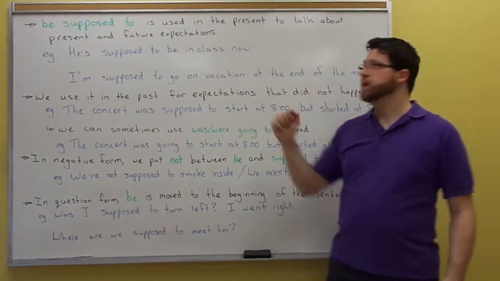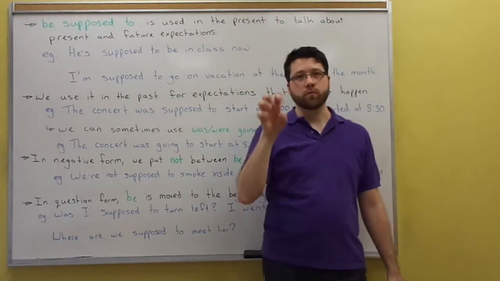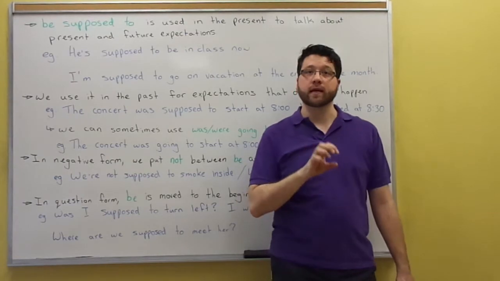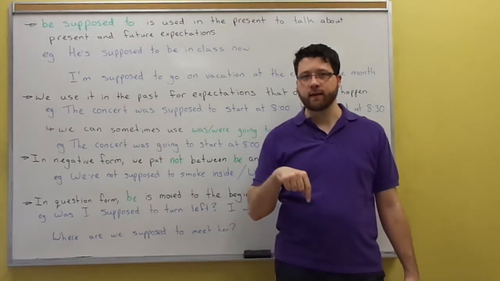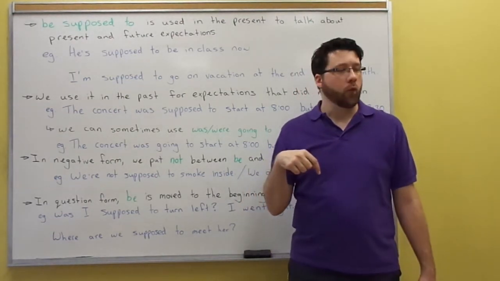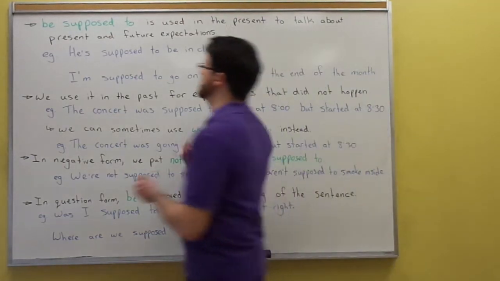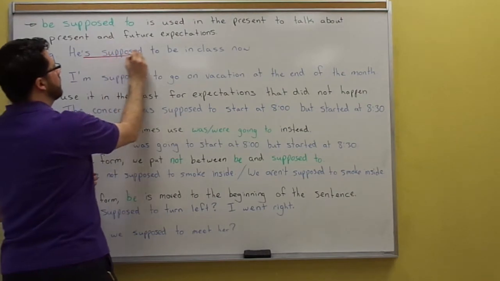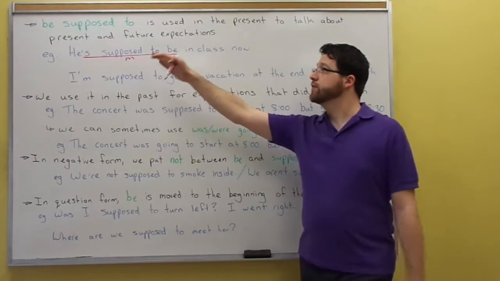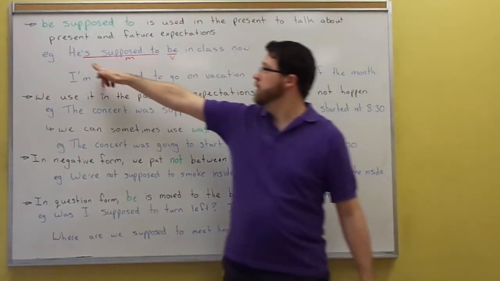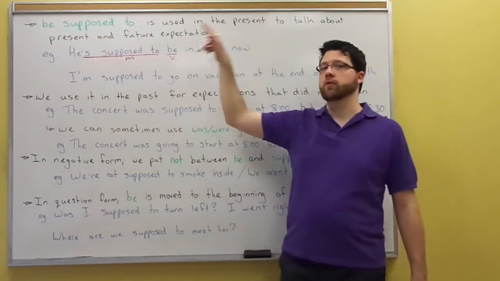So to start, we use be supposed to in the present tense to talk about present or future expectations. For example, he's supposed to be in class now, but he's not here. We use it to talk about the present. And again, modal and verb. He's supposed to be in class. Now, you can see the apostrophe S for is. He is supposed to be in class now.